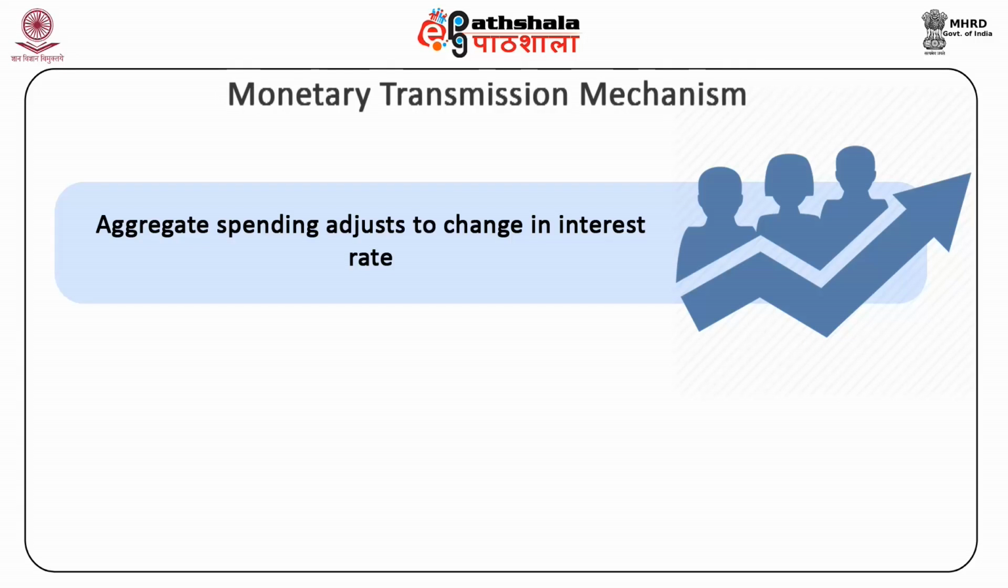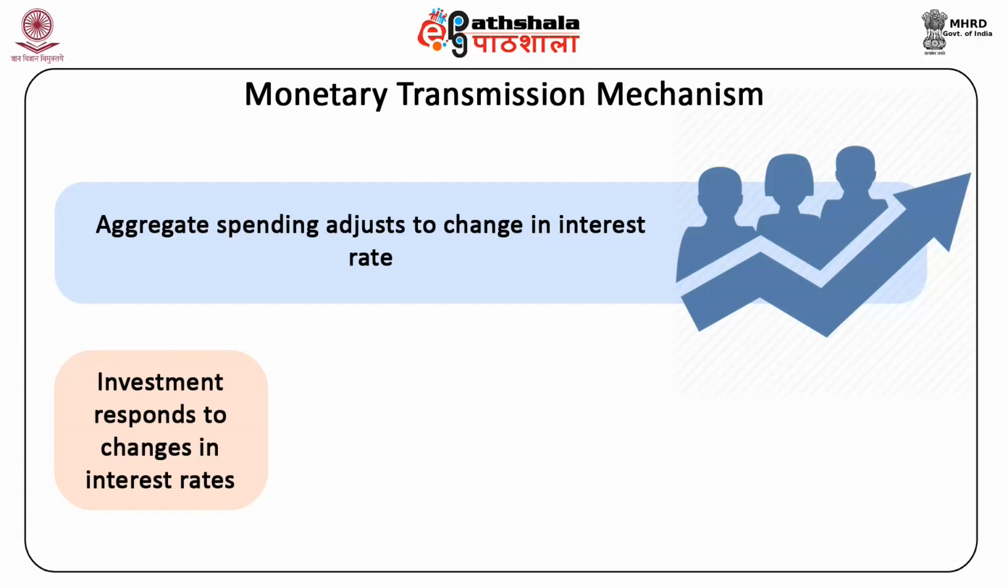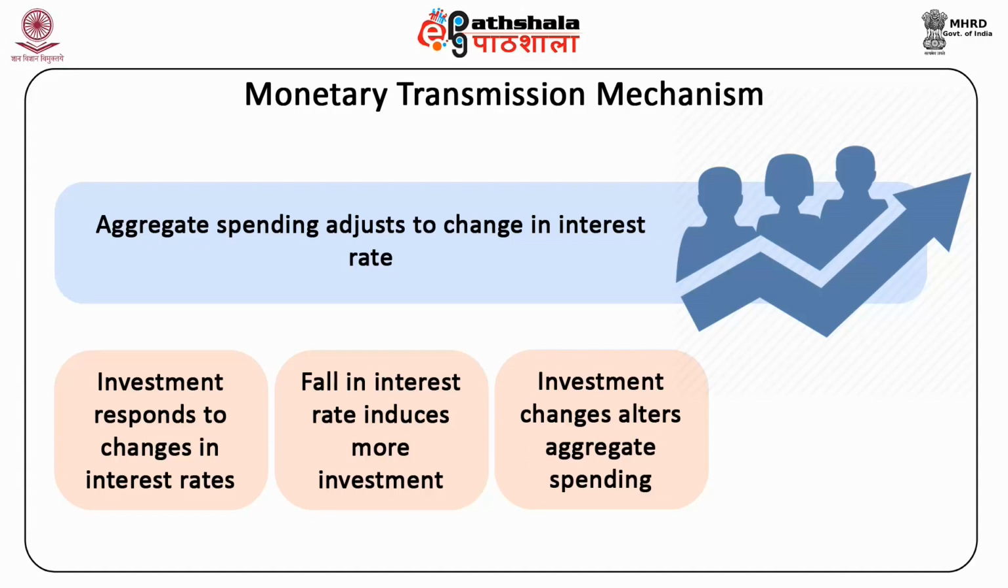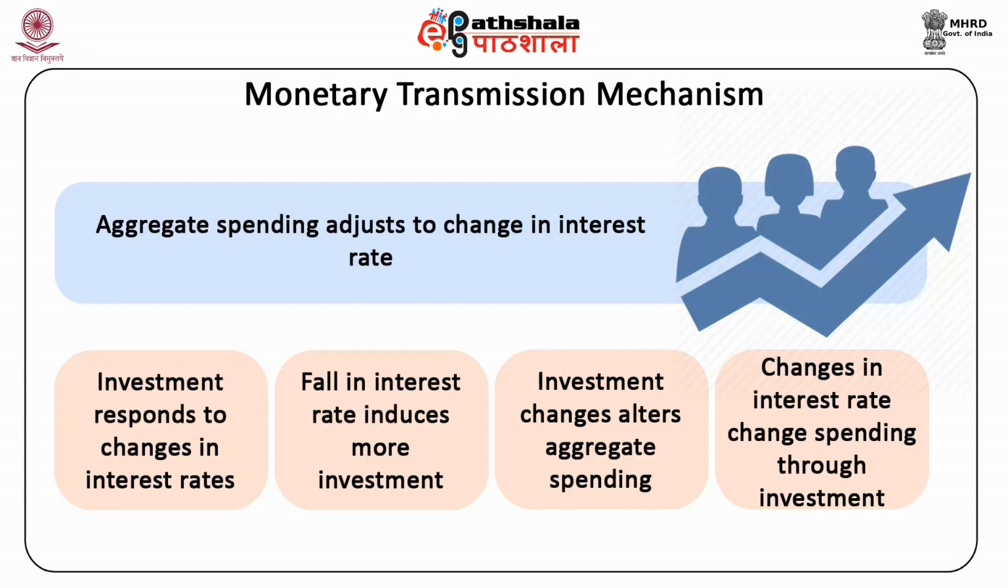Next, aggregate spending adjusts to the changes in interest rate. Investment responds to the changes in the interest rates. A fall in interest rate induces more investment and vice versa. As investment changes, it alters the aggregate spending in the economy. Thus, changes in interest rate change spending through investment.